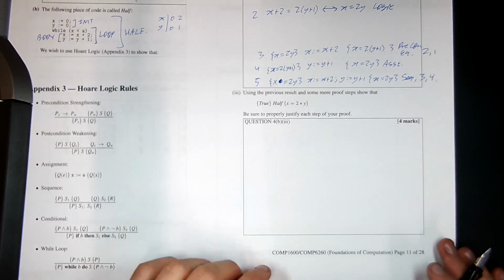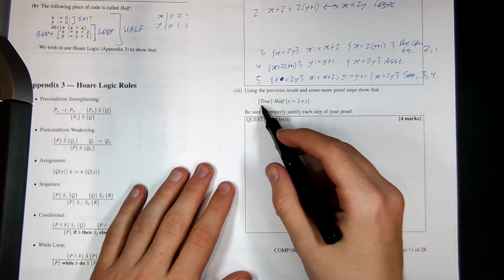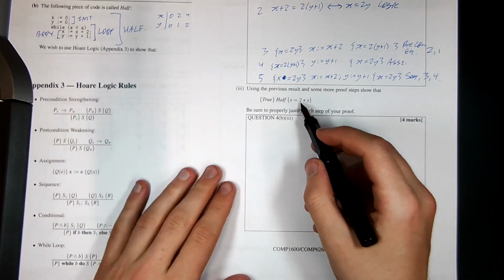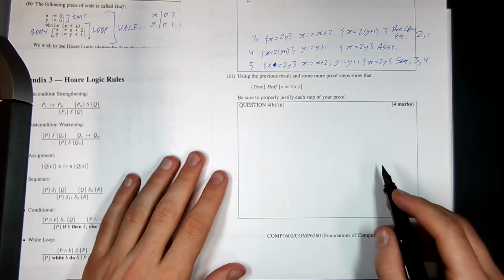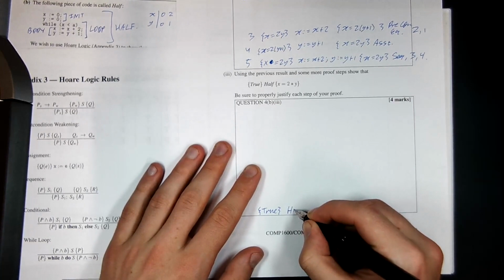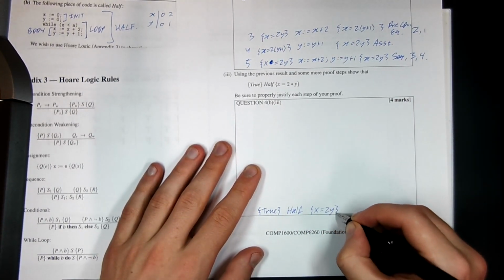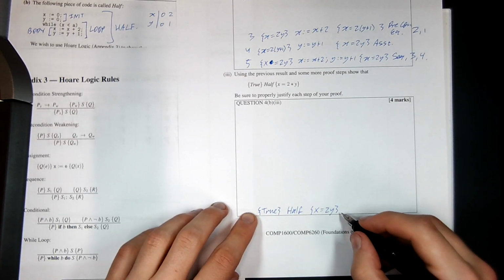Alright, we've got some more work to do. We have to prove that {true} half {x = 2y}, so true is the precondition, run the code half, and x is equal to 2 times y. Okay, so I'll write my goal at the bottom: {true} half {x = 2y}. That's our goal. How do we get there?